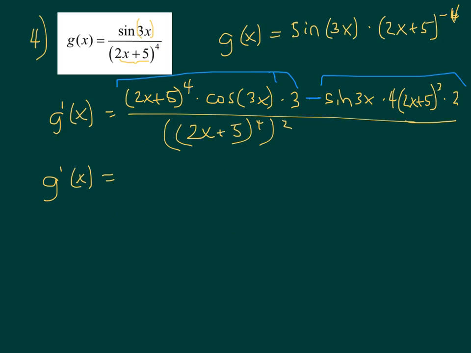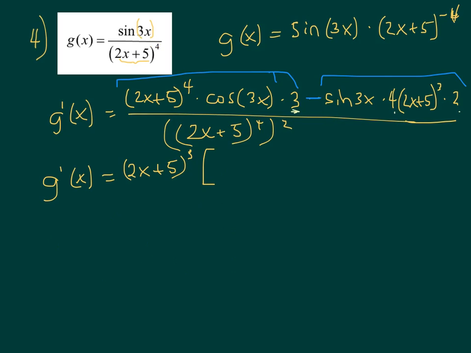None of our coefficients, none of our standalone numbers are going to be able to be factored out, because here I have a 3, okay? Here I have a 4 times 2, which would be 8. They have nothing in common. But I can take out that 2x plus 5 to the, remember we take the lower of the 2, so to the third. Okay, now a big kind of bracket.